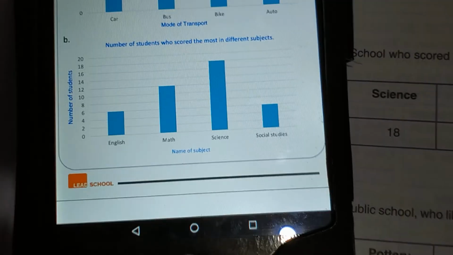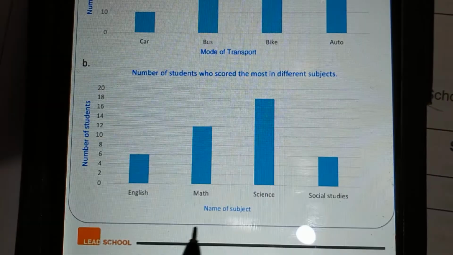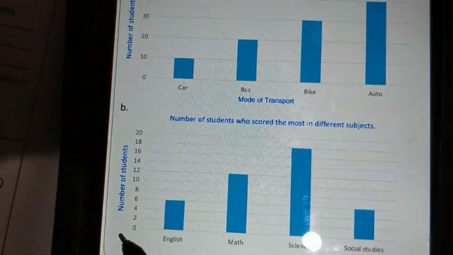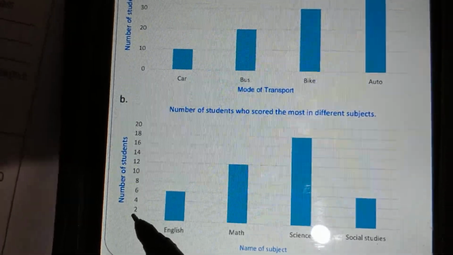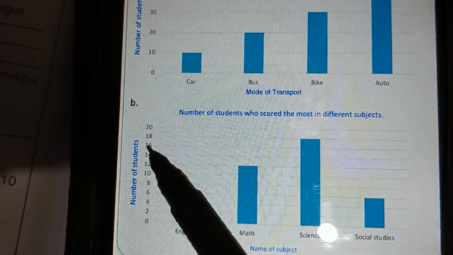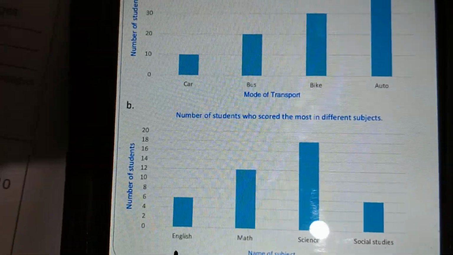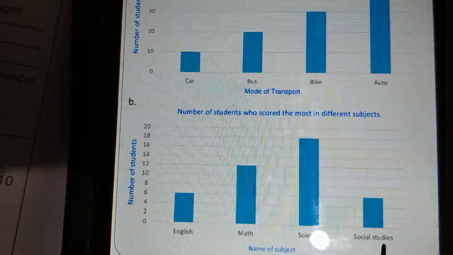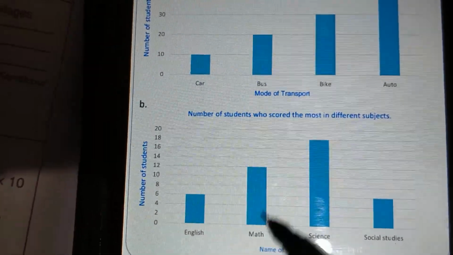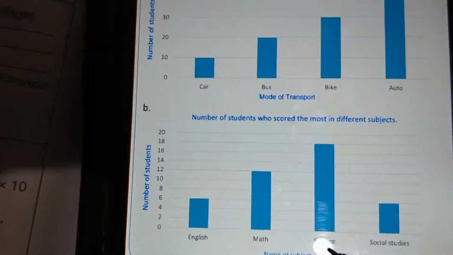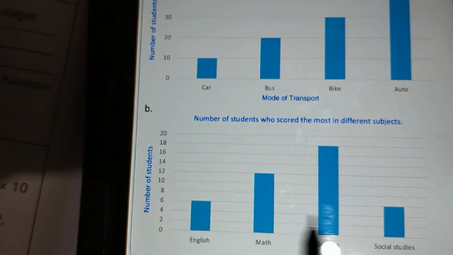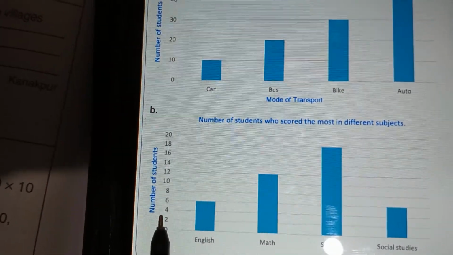Okay. So now how to do it students? You have to write here the name of the subject, number of the students. Now for the number of the students, we have to decide the scale, 2, 4, 6, 8, 10, 12. English, Math, Science and Social Science. In English, number of the students 6, Math, number of the students 12, Science, number of the students 18, Social Science, number of the students 6 are there.